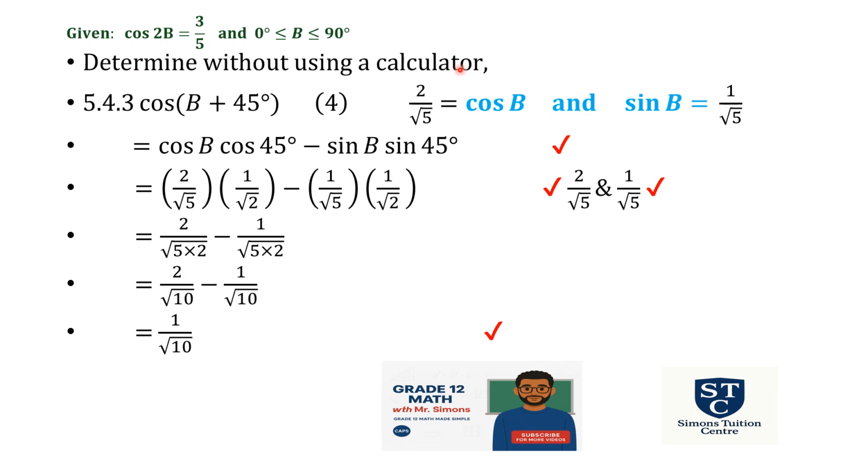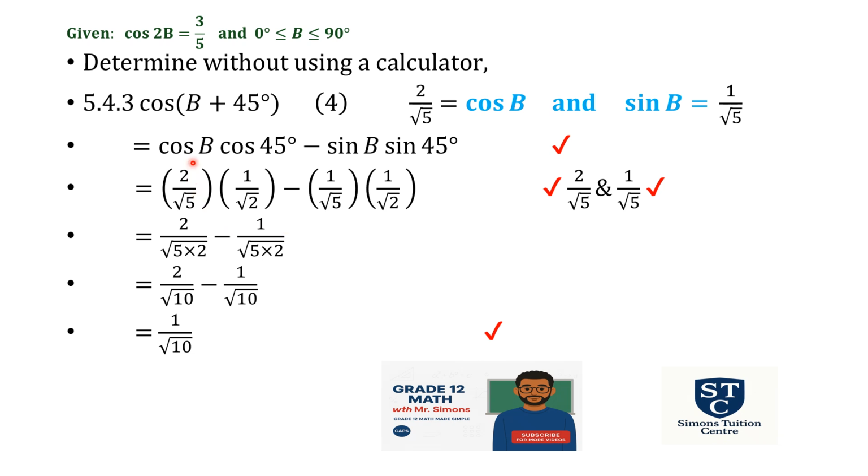Right, so determine without using a calculator, 5.4.3, cos of b plus 45, for 4 marks. Right, so there we're going to test whether you can expand the compound angle. We should remember that cos b is 2 over square root 5 from the previous 2 slides, and sine b equals 1 over square root 5. So that there would become cos cos, so cos b cos 45. Positive becomes negative, then becomes sine b sine 45. So 1 mark there for expanding using the compound angle formula, which is on your formula sheet. So that's another 1 mark for you.